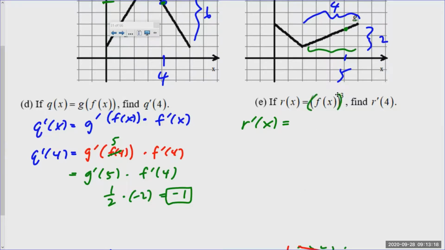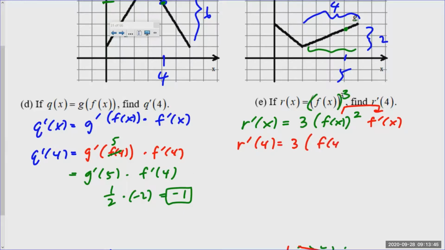So there's my outside right there. We're going to work this in layers, like an onion, okay? So it's 3 times F. Leave the inside alone. Take the power down by 1. Multiply by the derivative of the inside. Okay? So what I get is R prime of X, but I really don't want R prime of X. I want R prime of 4. So this is going to be 3 times F of 4, squared, times F prime of 4.